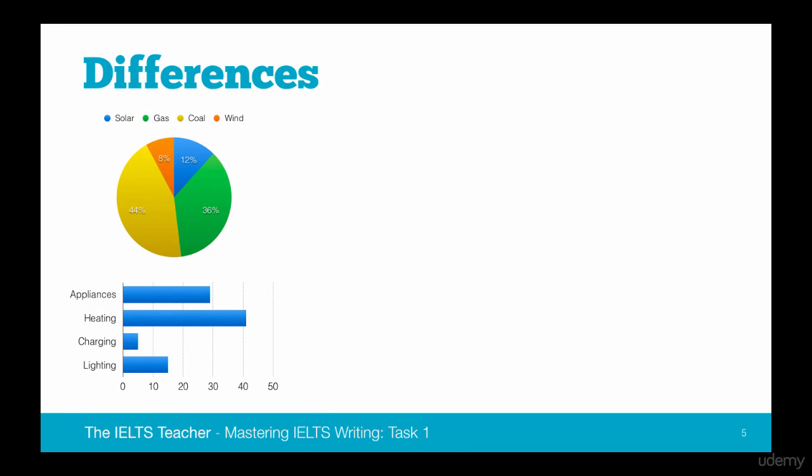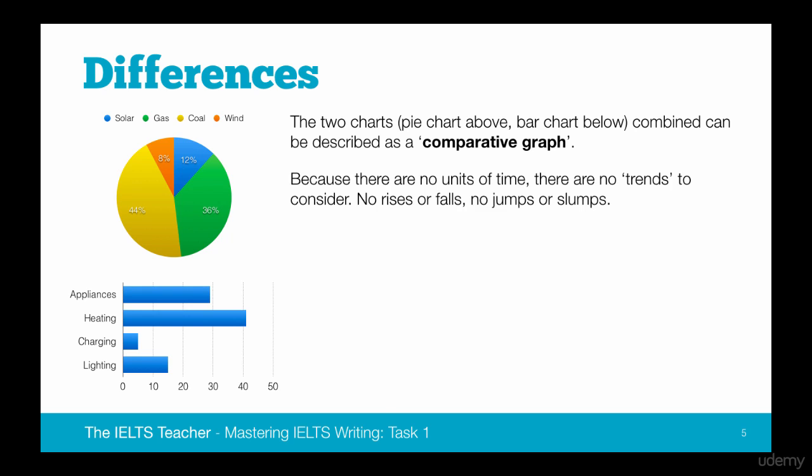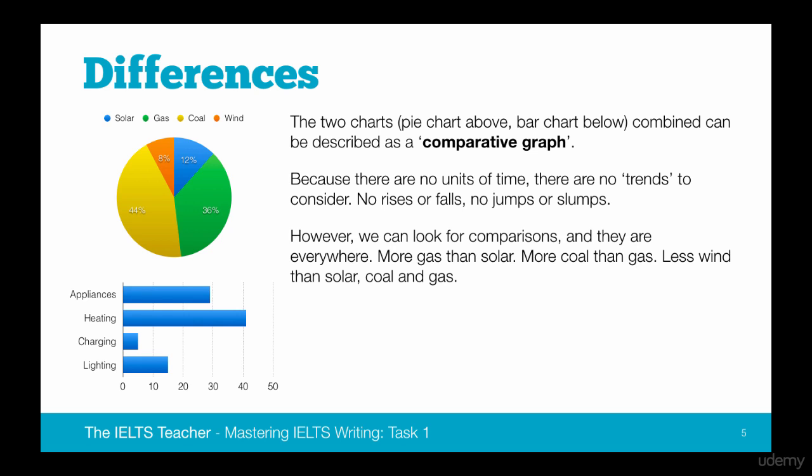Let's have a look at differences, when we should pick out differences. Now the 2 charts to your left, we have a pie chart above and a bar chart below. When combined, these can be described as a comparative graph. In this case, of course, we're looking at charts, doesn't really matter. Because there are no units of time, we can't talk about any trends. There can't be any rises or falls, no jumps or slumps, no upward trends or downward trends. However, we can look for comparisons, and the comparisons are everywhere you look.